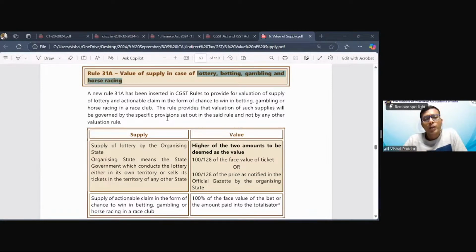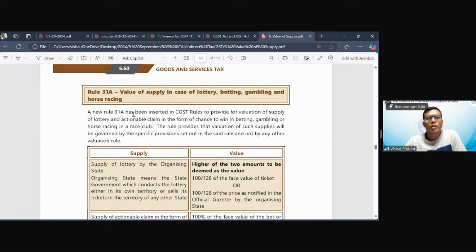Now, here we are dealing with these four types of specified actionable claim. One is lottery, betting. Betting is when you put a bet. So there is a cricket match going on and I put a bet. Similarly, gambling. I go to a casino and I gamble over there by putting some stake money on a particular throw of dice. And horse racing. Now, for all this, what is the value?